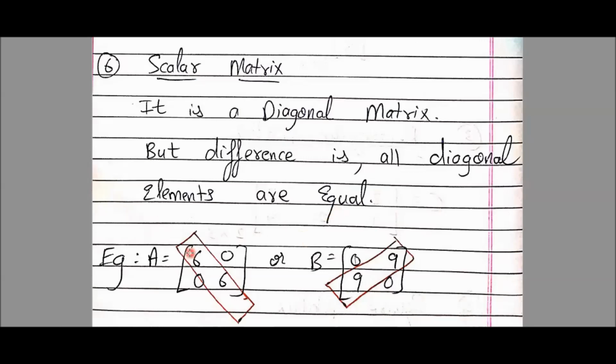So if the diagonal elements are equal, both 6 or both 9 or any number, if the diagonal elements are internally equal, then of course the matrix is a diagonal matrix, and to be more specific, it becomes a scalar matrix. Hope you understood the difference. So whenever in a diagonal matrix the elements of the diagonal are equal, it is called a scalar matrix.